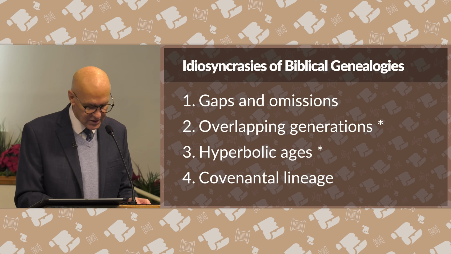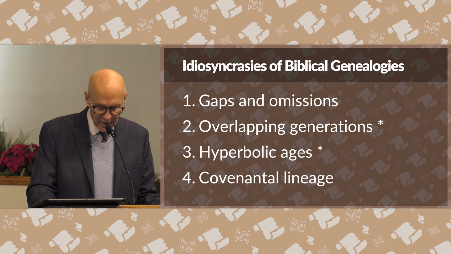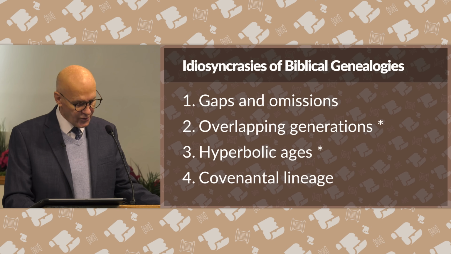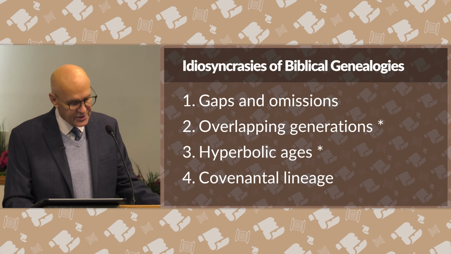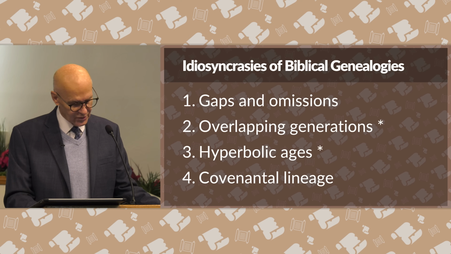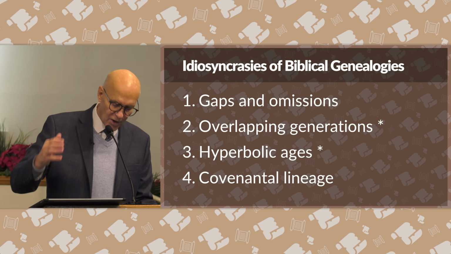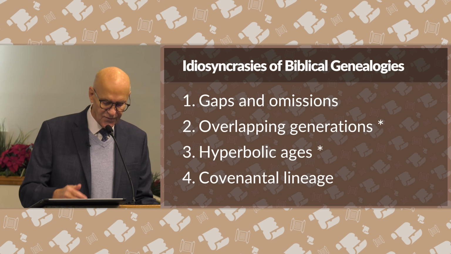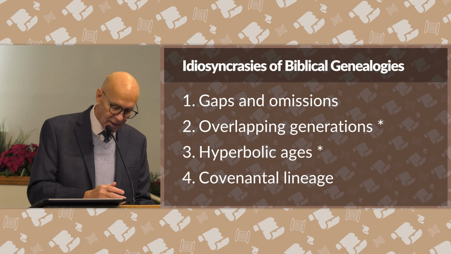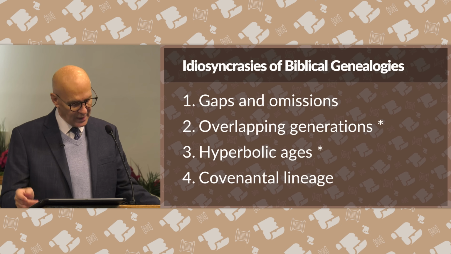Early genealogies, such as those in Genesis, attribute extraordinary ages to patriarchs, reflecting theological symbolism rather than modern chronological precision. Again, one of the complaints of modern scholars. And then, of course, covenantal lineage. Genealogies prioritize covenantal lines. For example, Seth over Cain, Isaac over Ishmael, to underscore their divine election in God's plan.